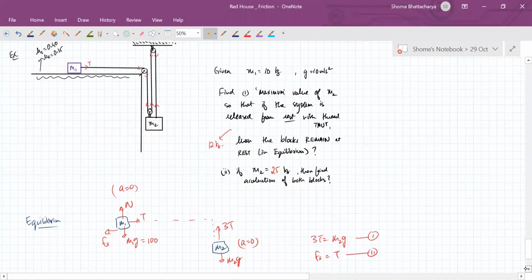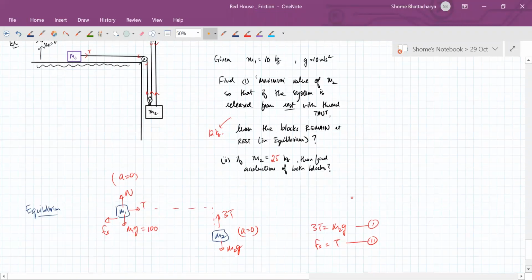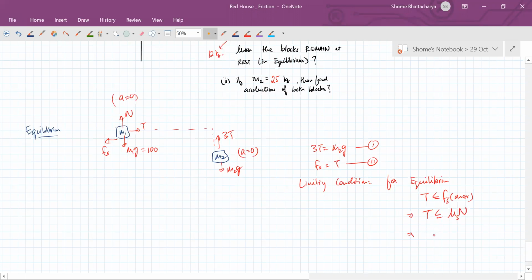Okay, and the limiting condition now. So what is the limiting condition? For equilibrium, T should be less than or equal to the maximum value of static friction. So this time instead of greater than, it is less than or equal to mu s into normal reaction. So T should be less than or equal to mu s into M1G. So that means tension should be less than or equal to 40 newtons. So our limiting condition is becoming this.